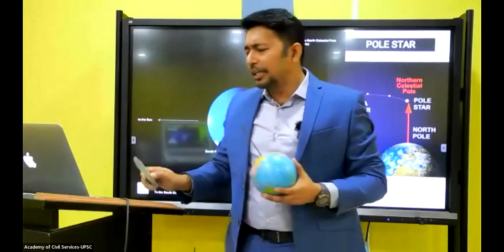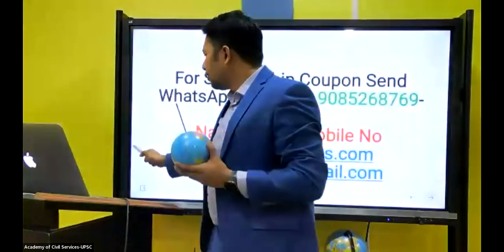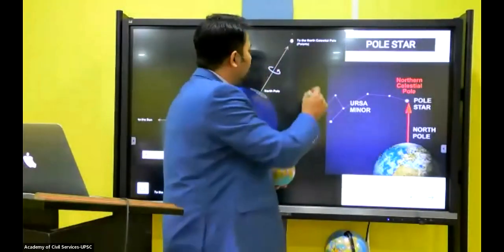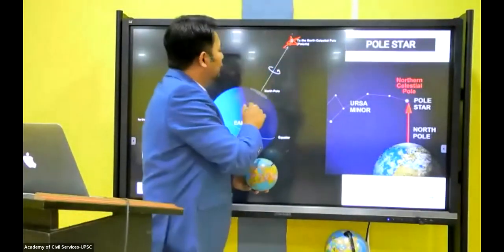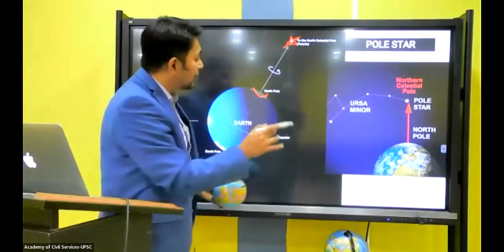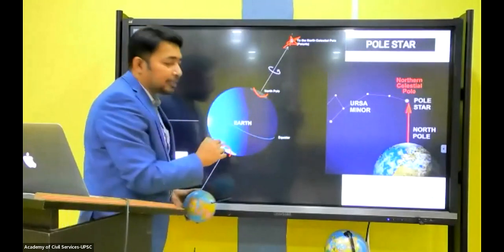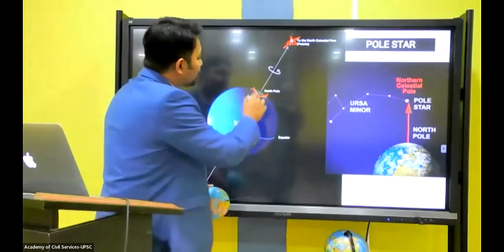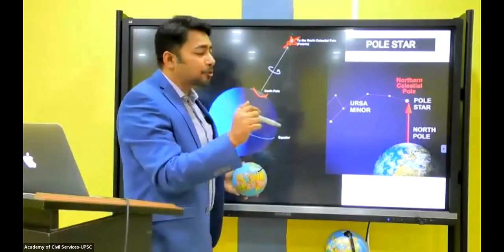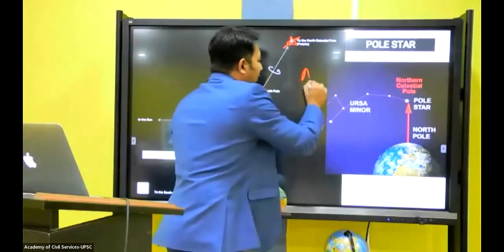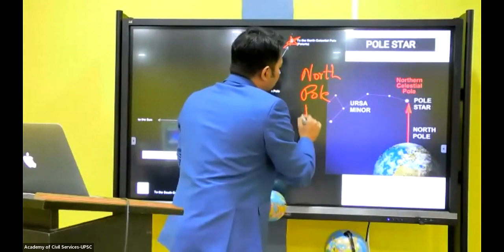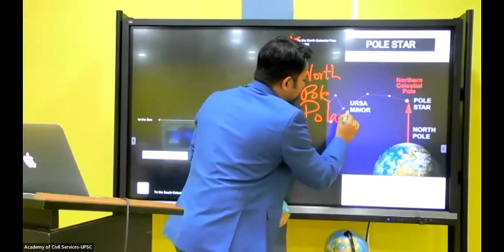Today we are going to learn about this particular star which we call the Pole Star. There is a star which is just above the North Pole. I think everybody knows that this is the North Pole and this is the South Pole. The star just above the North Pole has three names. We call it the North Star, the Pole Star, and also Polaris.